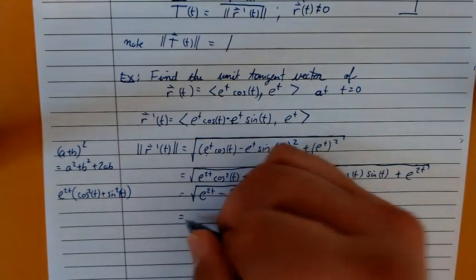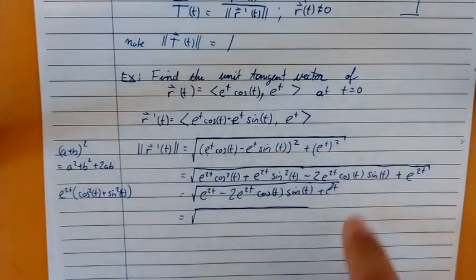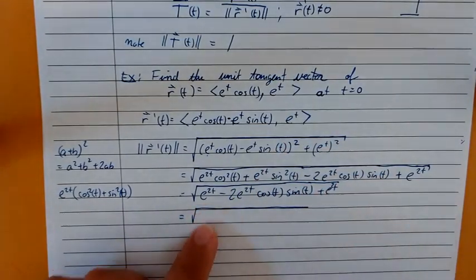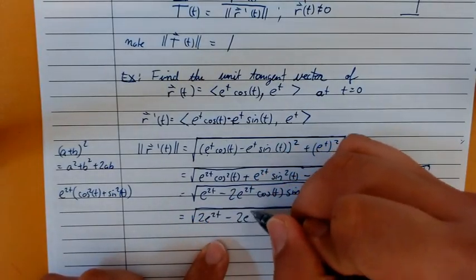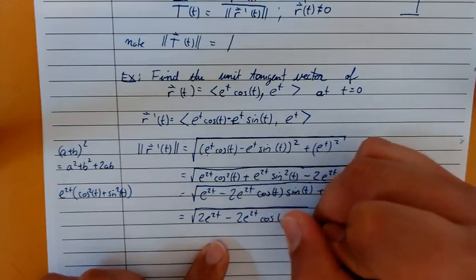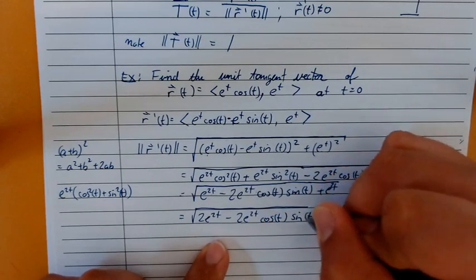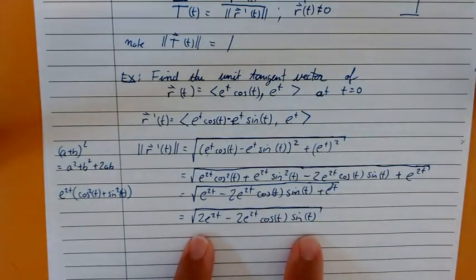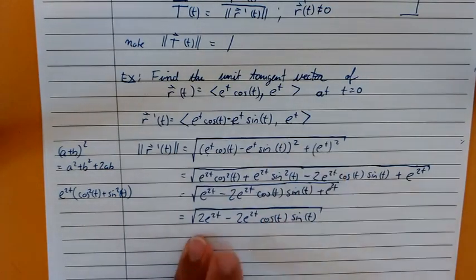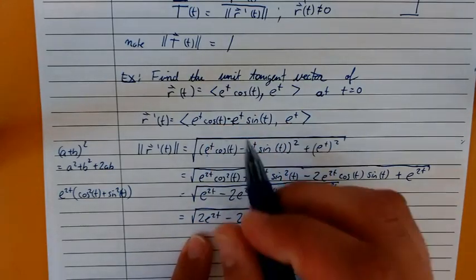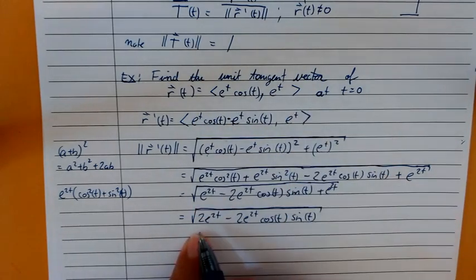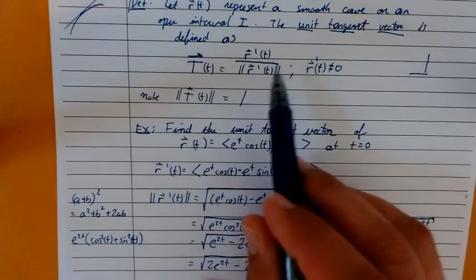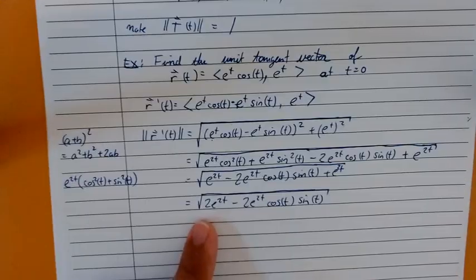So here we could write that as the square root of 2e to the 2t minus 2e to the 2t times the cosine of t times the sine of t. And that would be our magnitude. So now you take each of these and divide by this. So you would take all of that over this, comma, that over this. Because after all, that's what it means to divide by a scalar. You're simply dividing each component by that scalar.